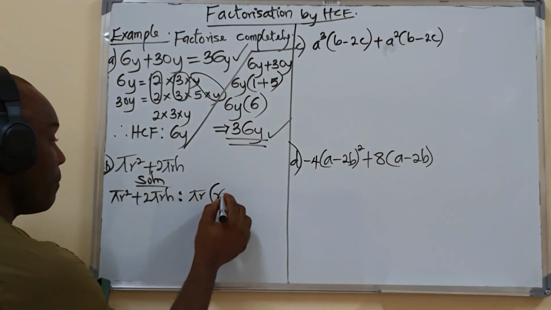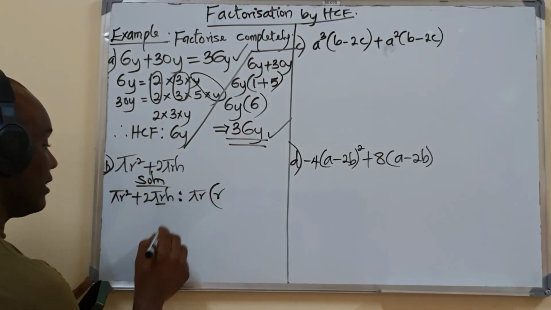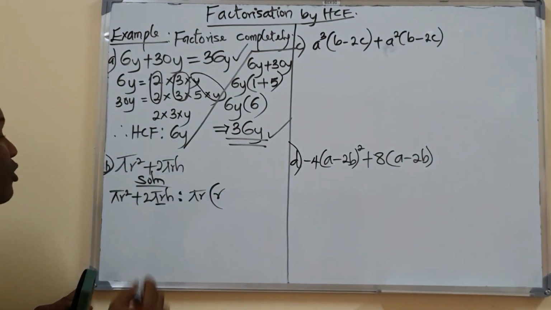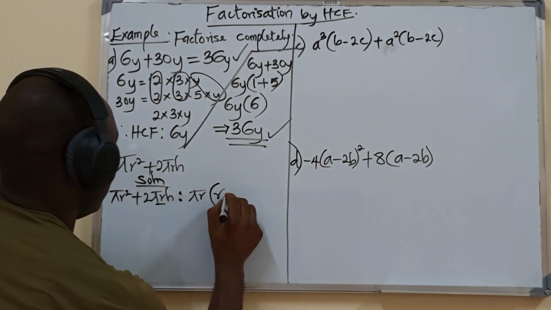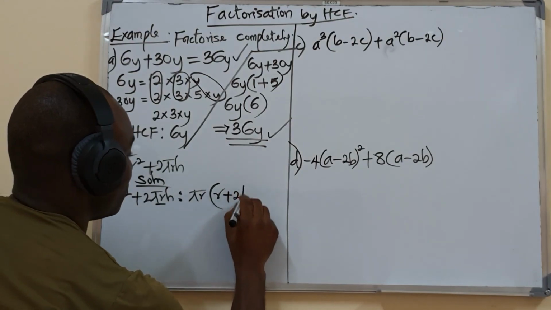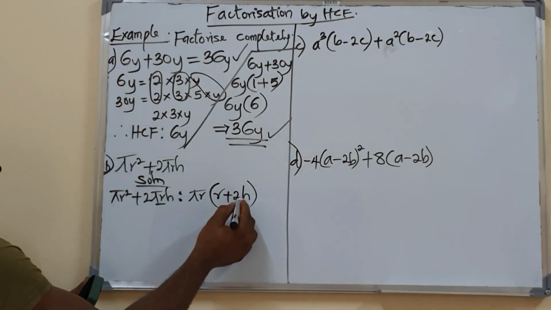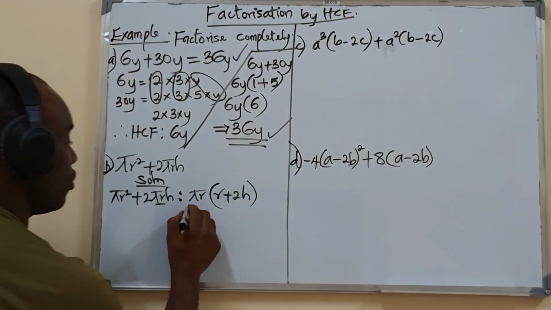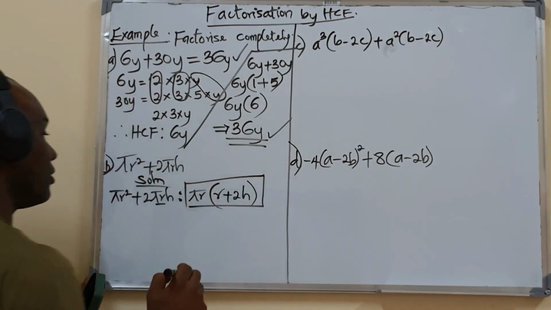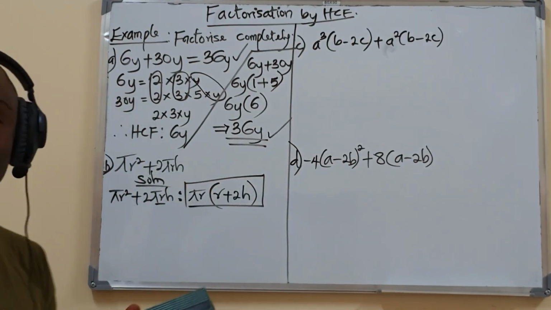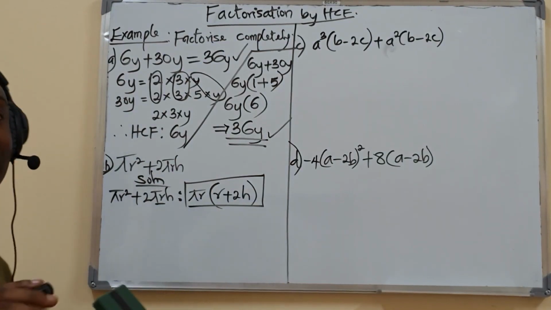The next, pi r multiplies c. Pi r can cancel out pi r, so you're just left with 2h. It means that pi r multiplies 2h to give you 2 pi r h. We have ended up simplifying this also. Did you see? That's how you factorize. It's as easy as that.